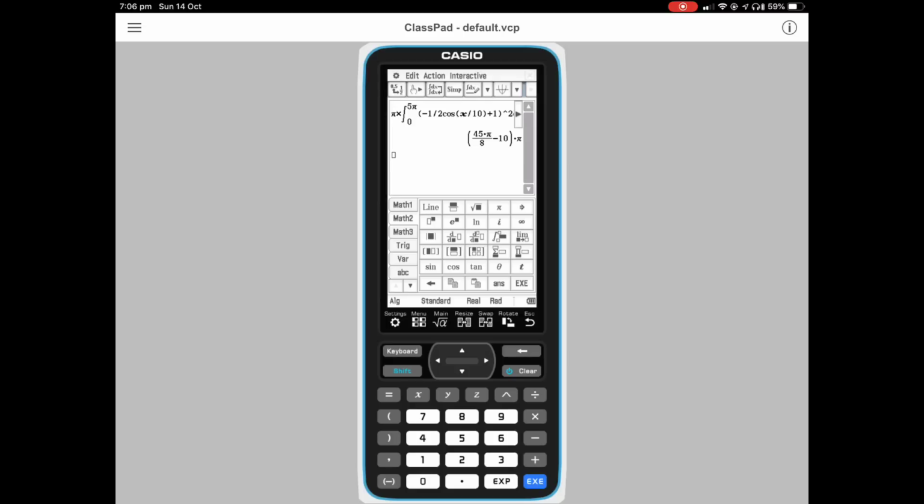No, what am I thinking? We don't want that. We want our dV. This is the original function. So the volume equals 5 pi.